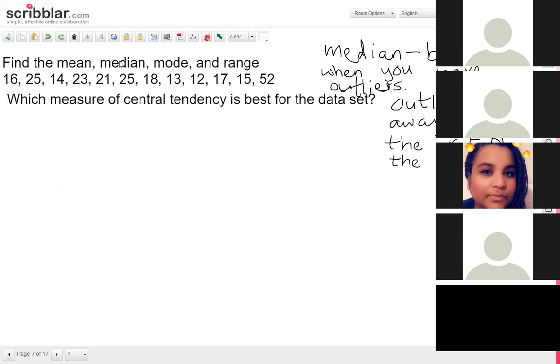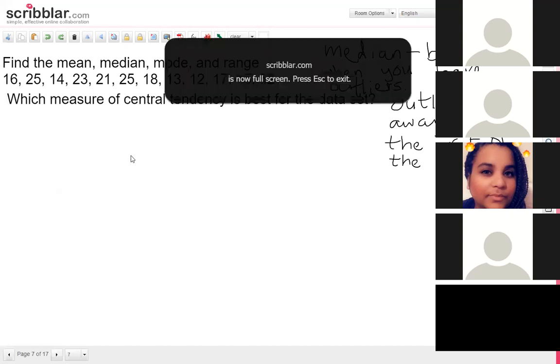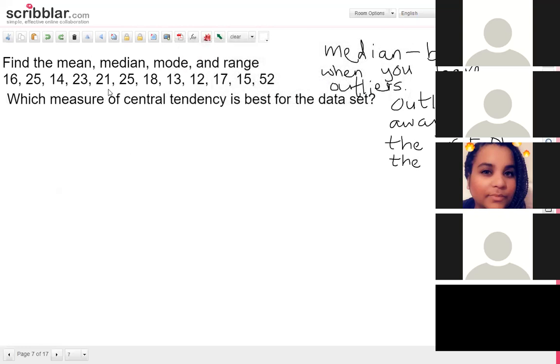So in this case, we wouldn't even need to find the mean, the median, or the mode. We know that the median would be the best for this data. It has an outlier, so median is best. Mean is best when there's not an outlier. And mode is pretty much never best. So it's only going to be between mean and median. Outliers.